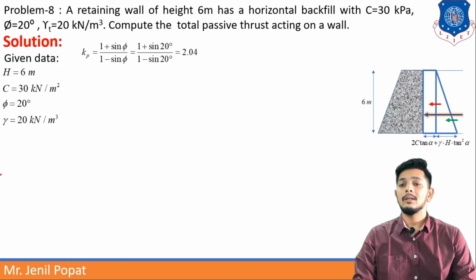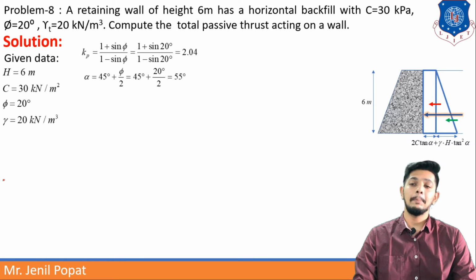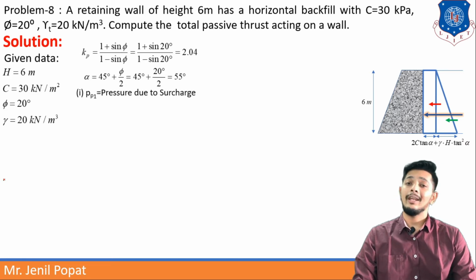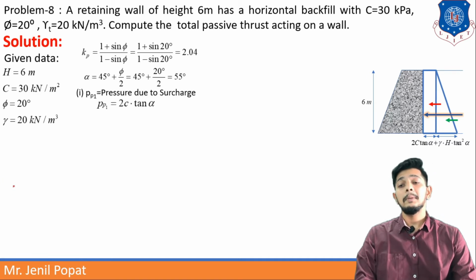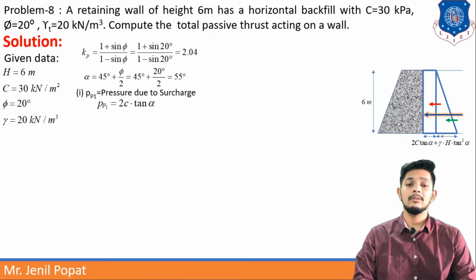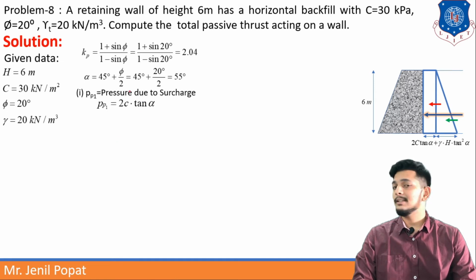Let us see that. Here Kp will be (1 plus sin phi) upon (1 minus sin phi), and phi is given as 20, so Kp will be 2.04. After finding out Kp, I get alpha as 45 plus phi by 2, which is 55 degrees. Now I will find out the first item, pressure due to surcharge. Here Pp1 will be taken as 2c into tan alpha. I have also shown this in the figure. 2c tan alpha: c is given, alpha we found out, so we can find Pp1 as 85.68 kilonewton per meter square.